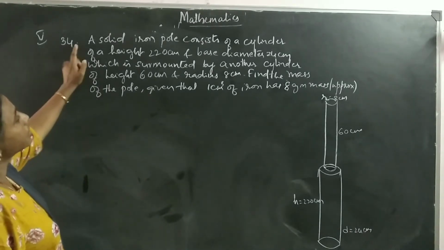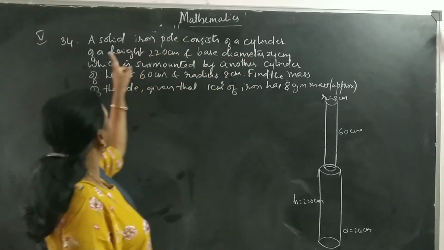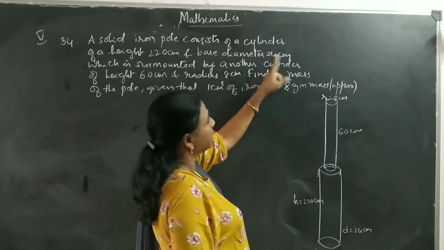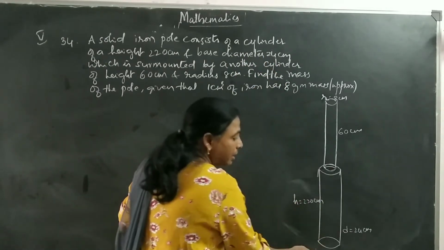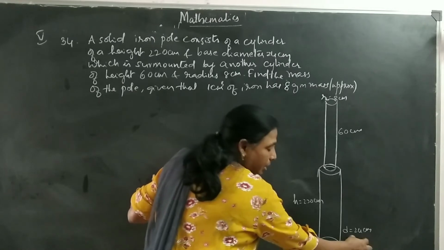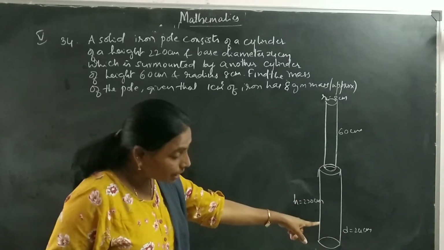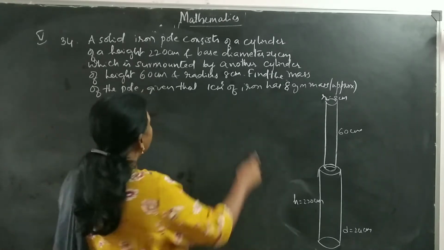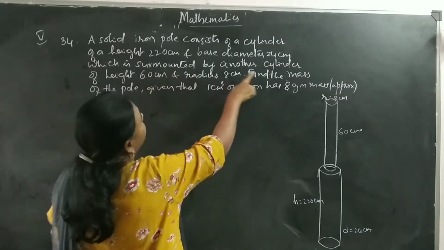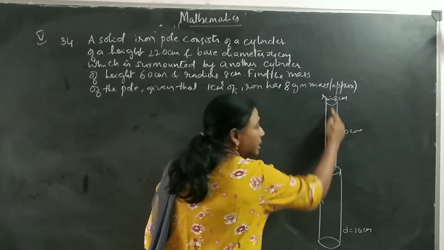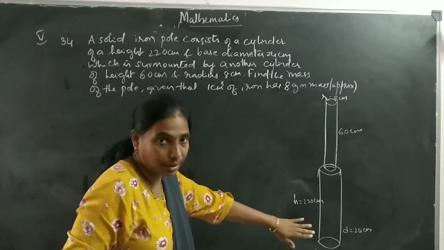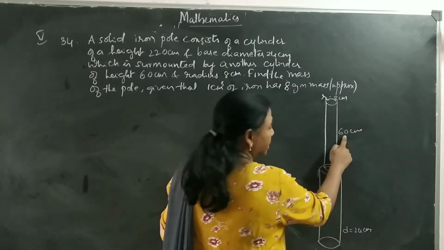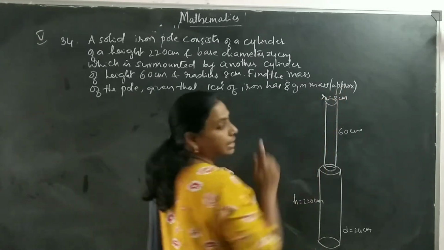Now here, a solid iron pole consists of a cylinder of a height of 220 cm and a base of diameter 24 cm. I have drawn one cylinder with height 220 cm and diameter 24 cm. If the diameter here is 24 cm, then we need to find out what R is. And the other one is surmounted by another cylinder. One more cylinder is surmounted here on this, and the height of this cylinder is 60 cm and the radius is given as 8 cm.